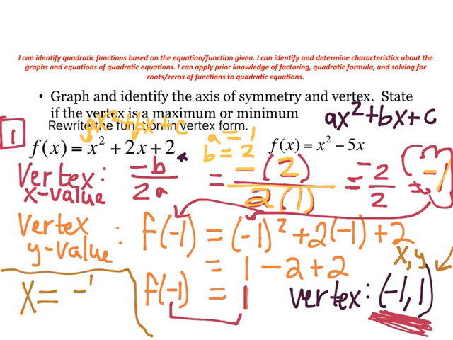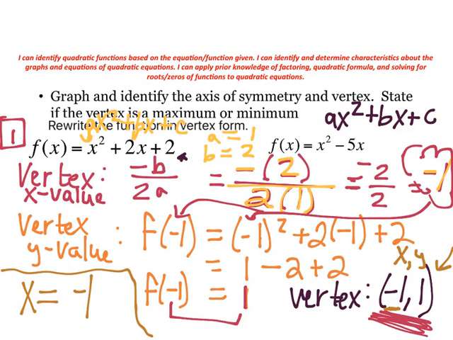So what is the equation of the axis of symmetry? x equals -1. The axis of symmetry will always be x equals the x value of your vertex. So if your vertex is (3, 2), your axis of symmetry is x equals 3. So on and so forth.